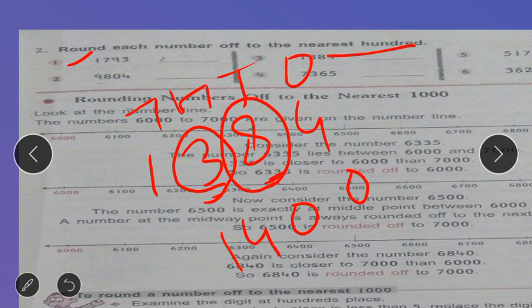If it is 1344, instead of 8 it is 4. Then what do you have to do? Because it is less than 5, you write 0, 0, and this will remain the same. Here you don't have to increase. So the round off of 1344 will be 1300 only.